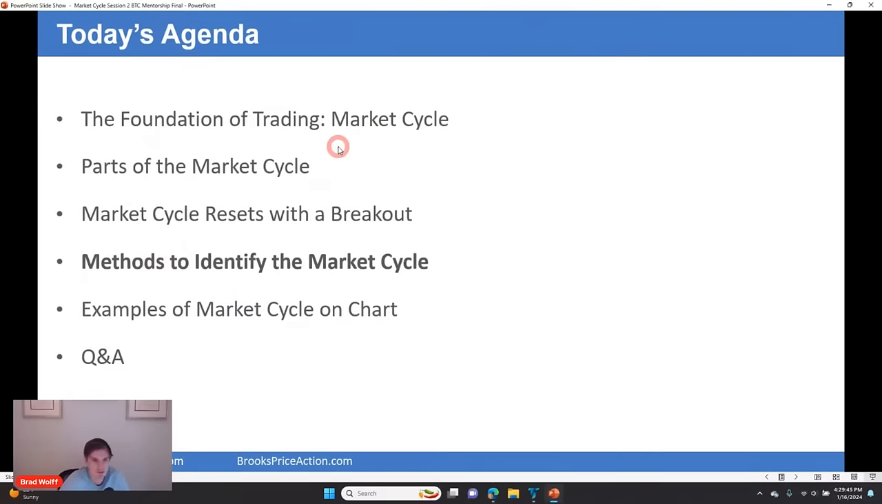So the next thing I want to talk about is methods of identifying the market cycle. When you're trading a 5-minute chart, really when you're trading any chart, you have to have a way to identify the market cycle. And you have to have a way to identify it relatively quickly. If you're trading a 5-minute chart, you do not have the time to pull up Al's book and look through all the ways to identify market cycle. You've got to know what you're doing as you're trading.